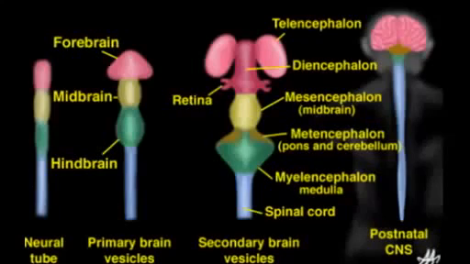Okay, so this picture shows that in the fourth week of your embryonal development, from this neural layer starts the formation of the neural tube, and this neural tube is separated into four parts. You see in pink, this is your forebrain; with yellow, this is your midbrain; with green, this is your hindbrain; and with blue, this is your spinal cord.